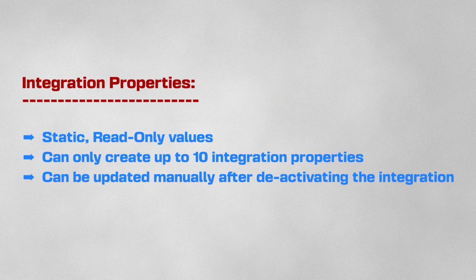Next, let's talk about integration properties. Integration properties are static read-only values that are defined at design time and are available to all instances of that integration. Think of them as constant variables. They are global in scope and are read-only at runtime. Also, you can only create up to 10 integration properties, and I'll show you how to create one in the later part of this video.